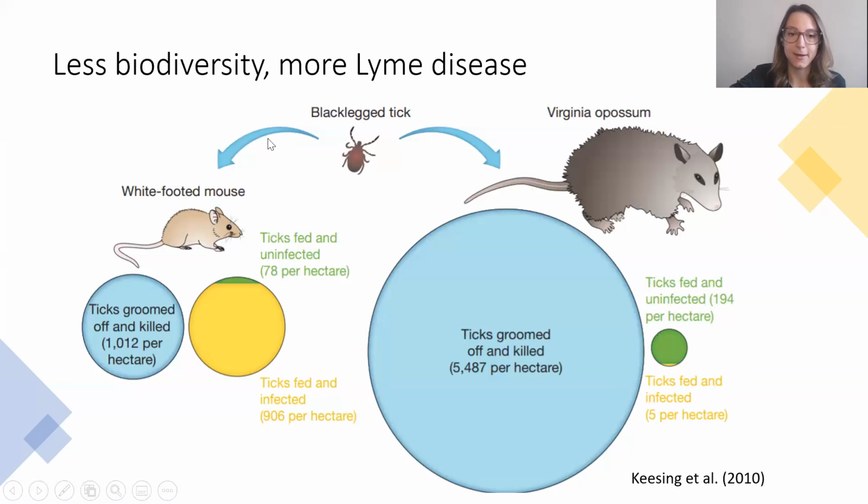Whereas if the tick encounters a mouse, then the mice are not as good at grooming themselves and killing the ticks, but also they are just smaller hosts. And so it's much more likely that the tick will not be fully fed, and they'll drop off. And if they are an infected tick, they'll still be looking for that potential next human host or another animal host. So this goes to show that the more biodiversity you have, especially the more higher order species you have, generally that tends to reduce the transmission of a disease such as Lyme.